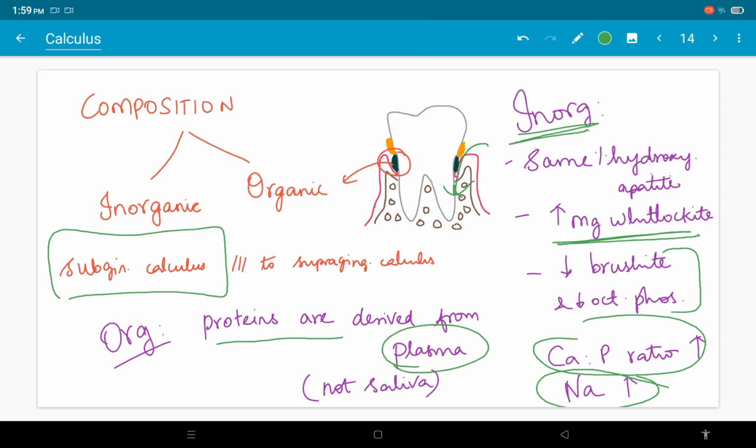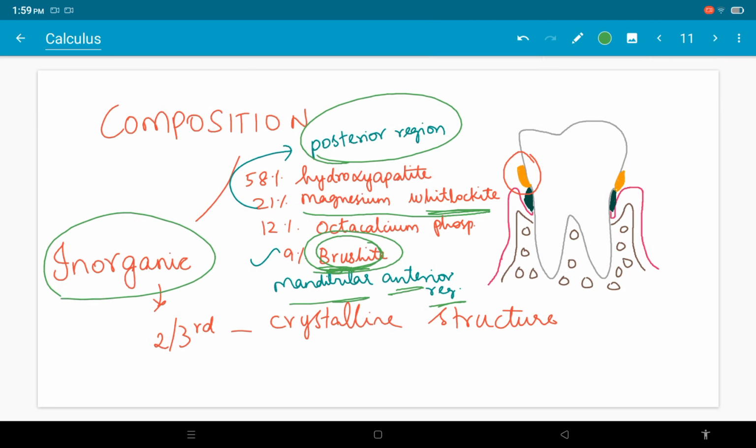So the changes are here. Regarding the crystals, we'll see again hydroxyapatite is the same in subgingival calculus, and octacalcium phosphate and hydroxyapatite will form the bulk of your supragingival calculus. Magnesium whitlockite is more in subgingival. Octacalcium phosphate and brushite will be lesser in your subgingival calculus.